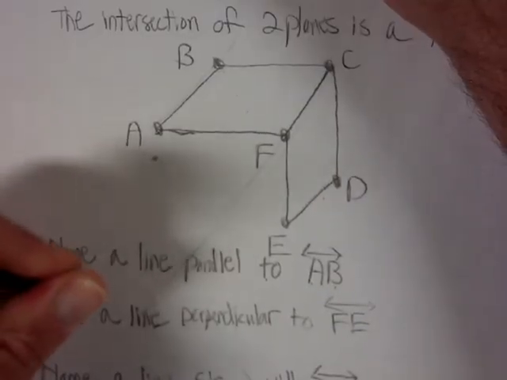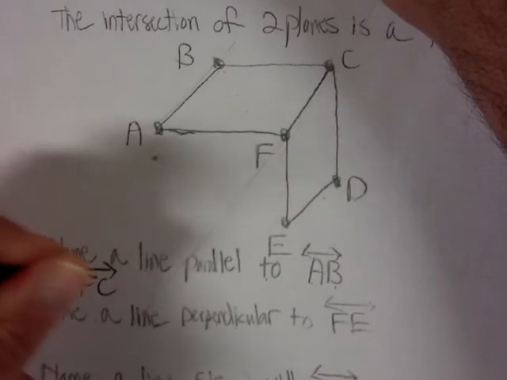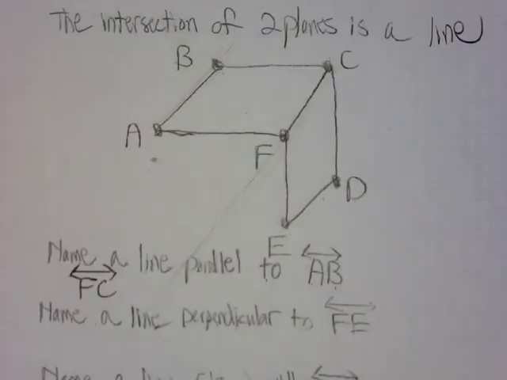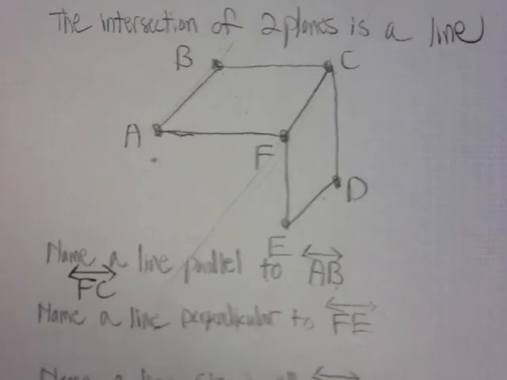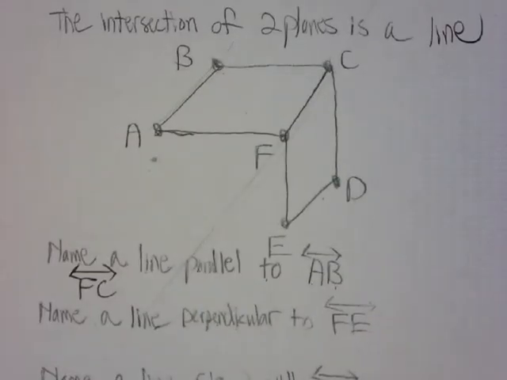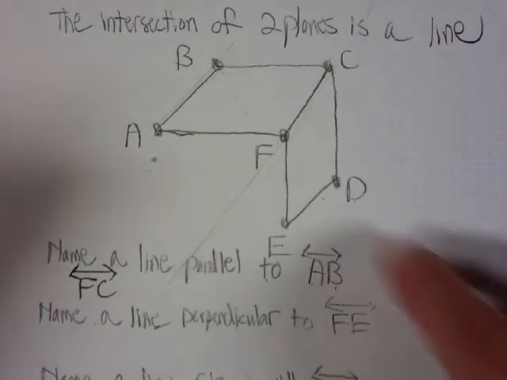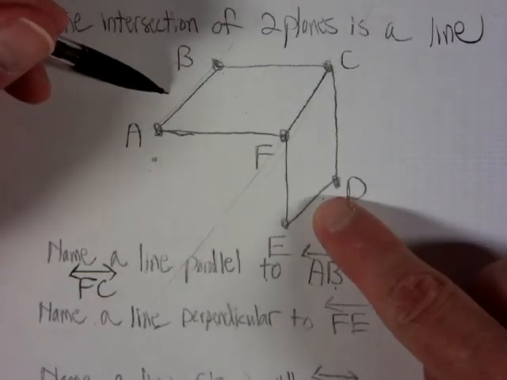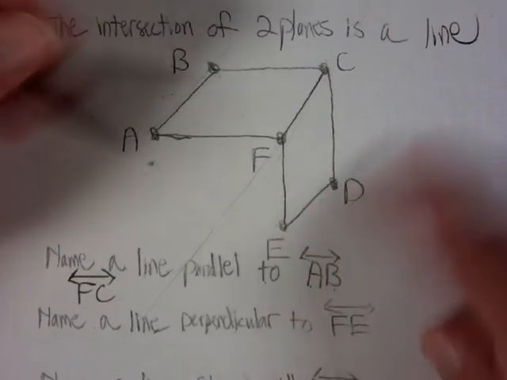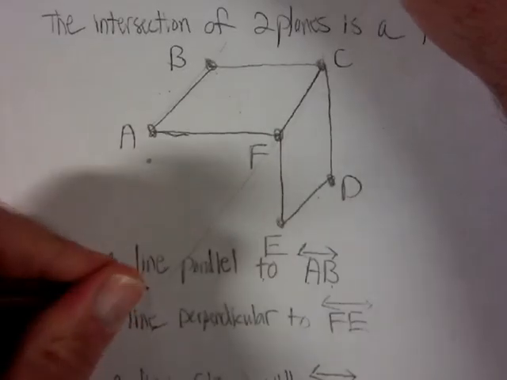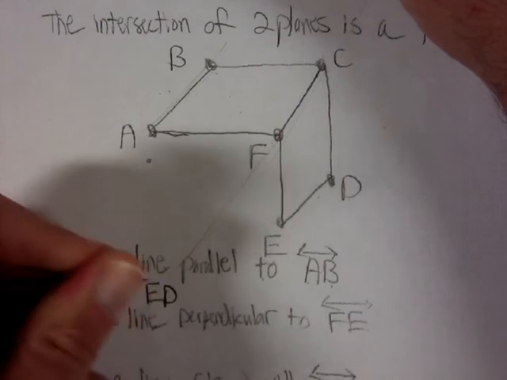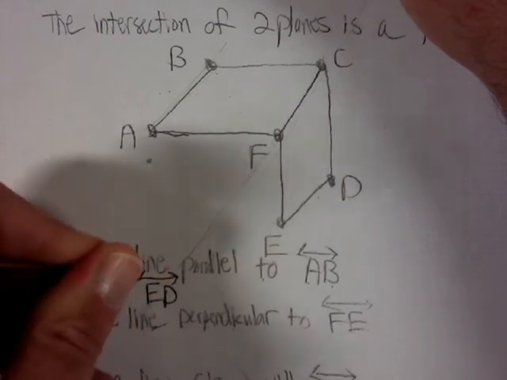So line FC would be a correct answer. It's not the only correct answer. There's another line that's represented that we could name that is also parallel, and that would be this bottom corner. So line ED would also be parallel. Either one of those two responses would be correct.